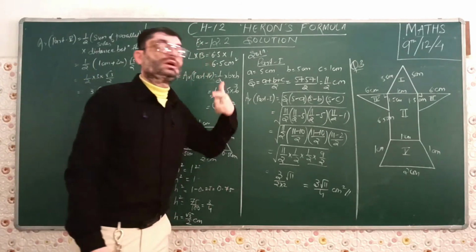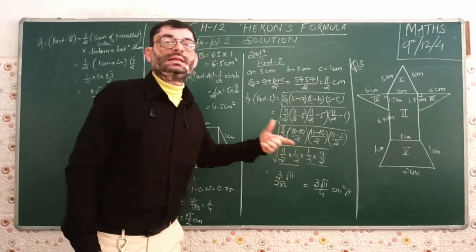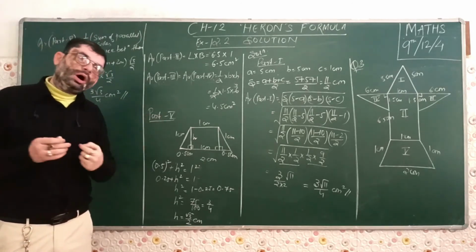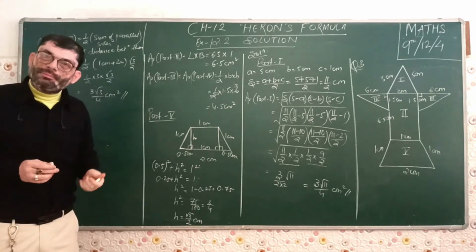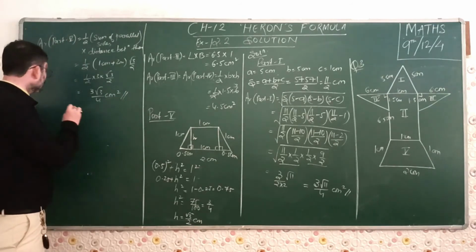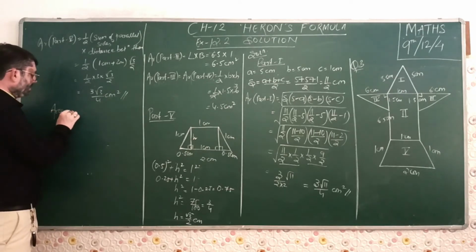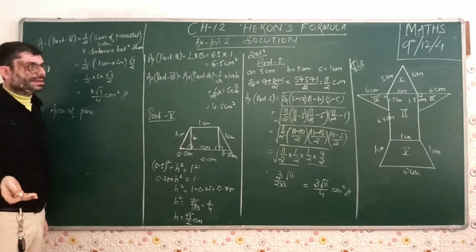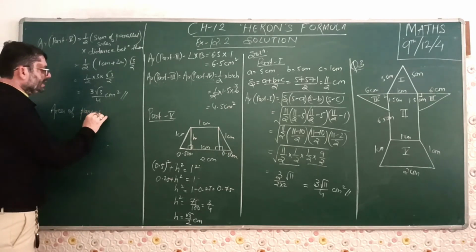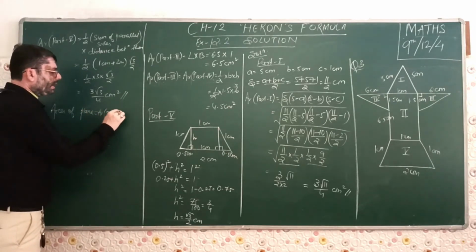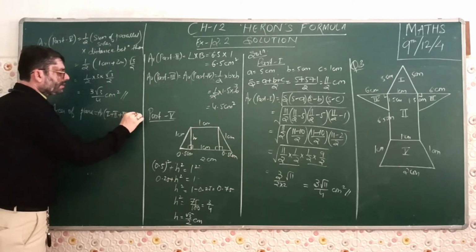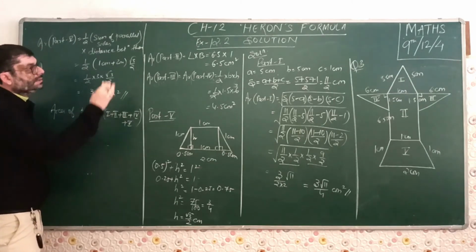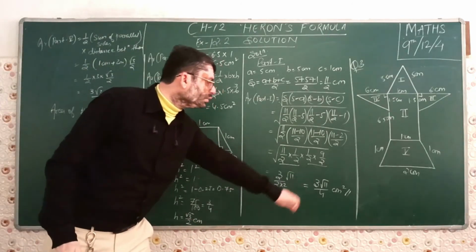Now we have finally got the areas of all the 5 shapes that make the aeroplane, and now we need to find the area of the aeroplane by adding all the areas: area of part 1, part 2, part 3, part 4 and part 5. So area of the aeroplane, or area of colorful paper required for making the plane by Radha, is area of part 1 plus part 2 plus part 3 plus part 4 plus part 5, all the areas. We have obtained the area of part 1 as 3 root 11 by 4.